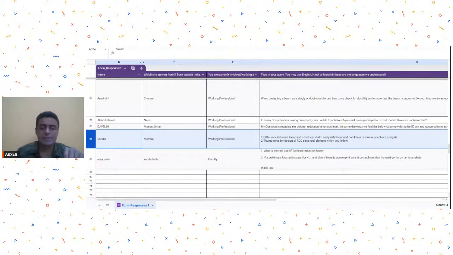Then Mr. Sandeep is asking, what he is asking? Thumb rules for design of RCC structure element. I mean, I cannot give thumb rules in one line. The thumb rules vary from structure to structure, building to building, case to case. So I cannot have a one line answer for this thumb rules. So I mean, I don't know what exactly to answer over here. Okay.